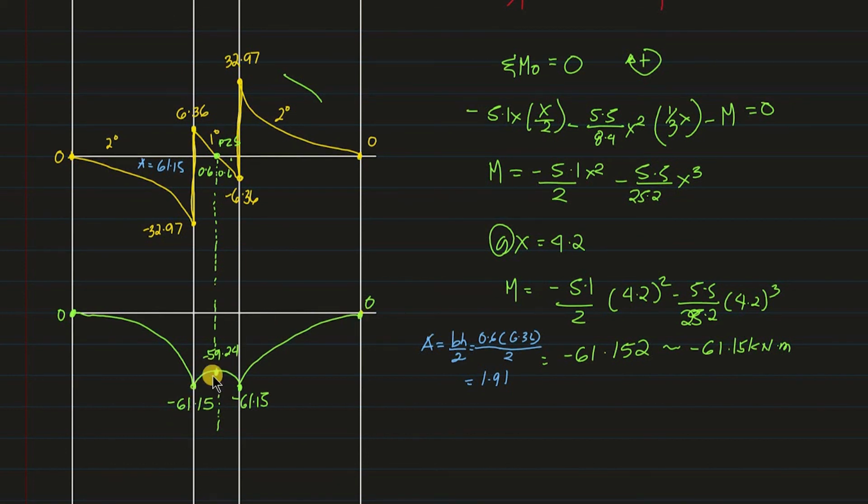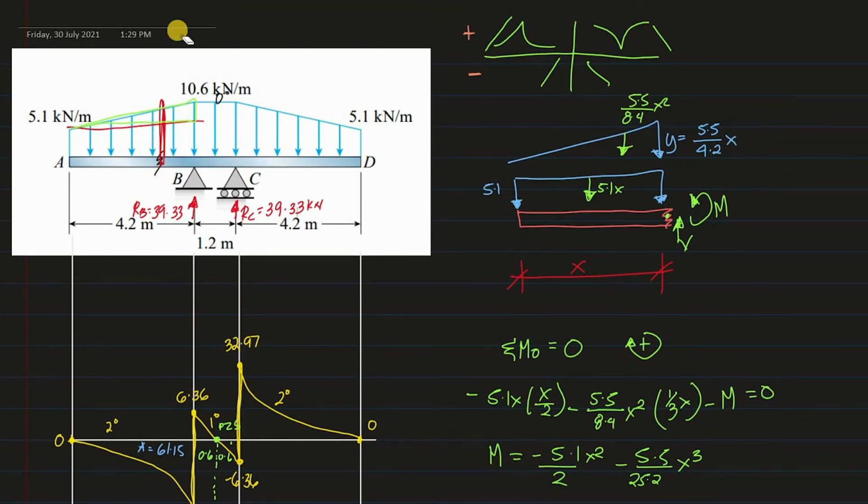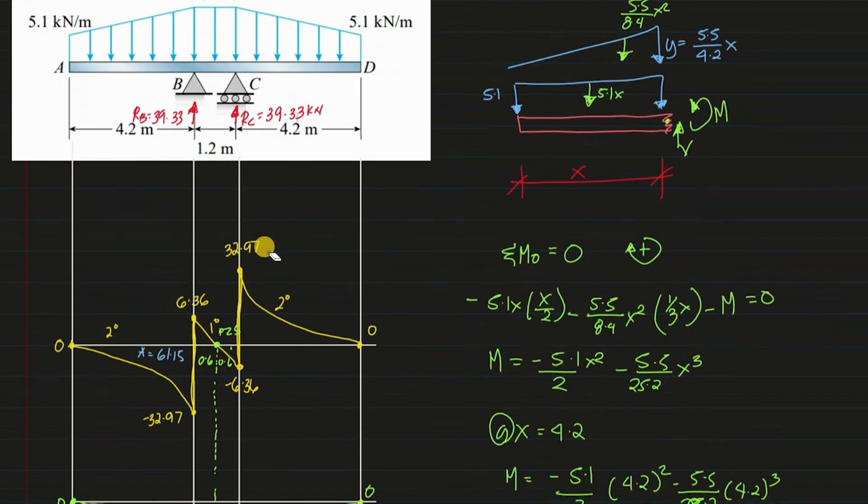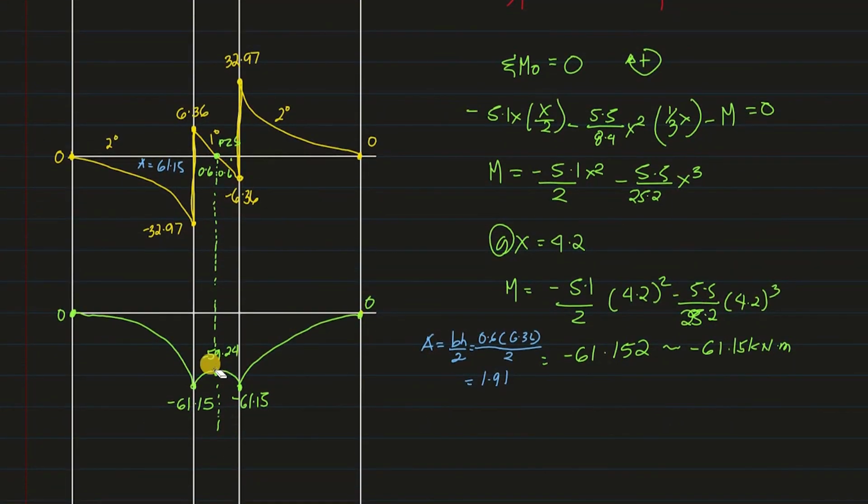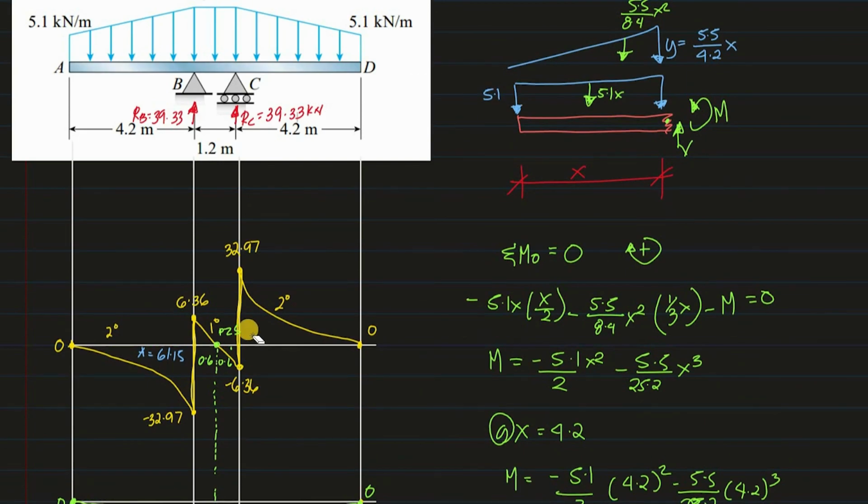Ayun. So, this is how our moment diagram will actually look like. So, ayun po. Ito yung ating loading diagram. Erase ko lang to. Yan. Ito yung ating loading diagram. Yung ating shear diagram at ating moment diagram. So, in conclusion, our maximum moment is 61.15 kilonewton meter. Our maximum shear is 32.97 kilonewton.